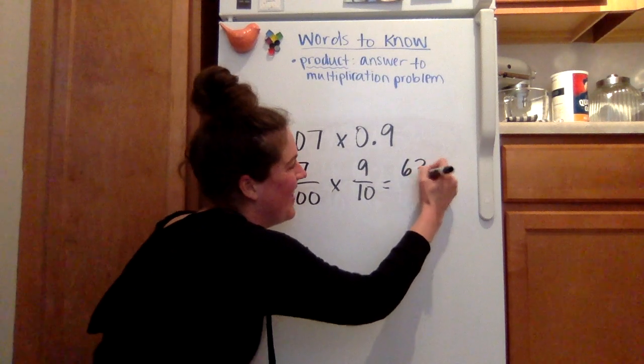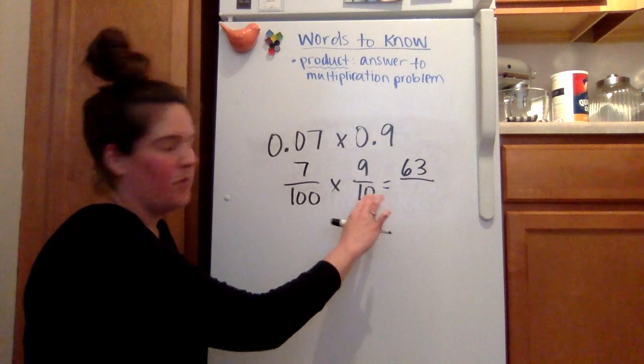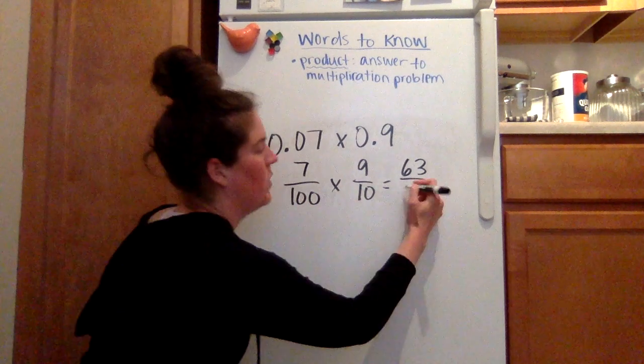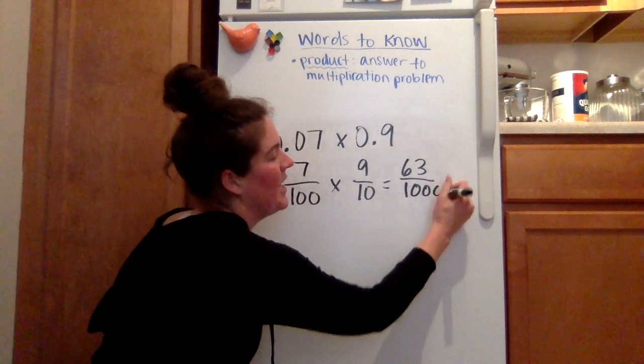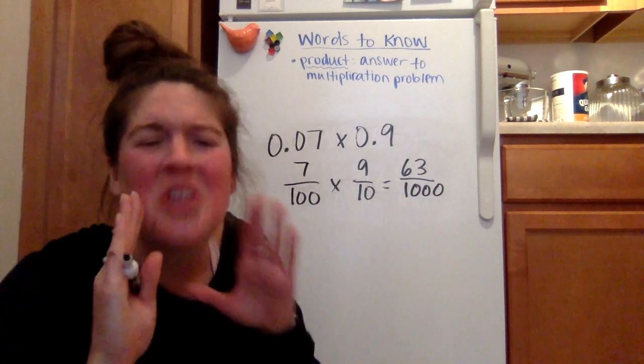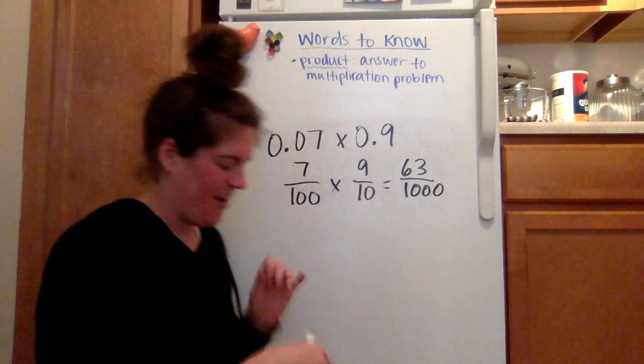63. And then we multiply those denominators. 100 times 10. Again, if you want to, take the zeros off. What's 1 times 1? 1. How many total zeros? 1, 2, 3. 63 thousandths. That is so very tiny. Look, really, really little.